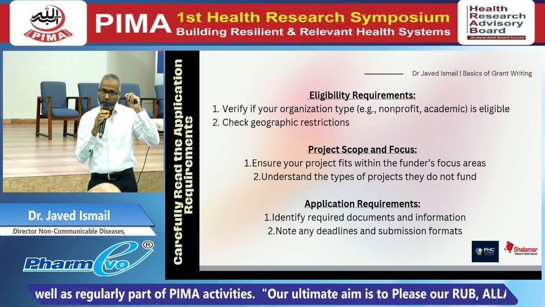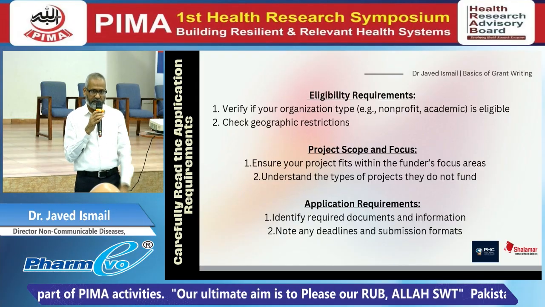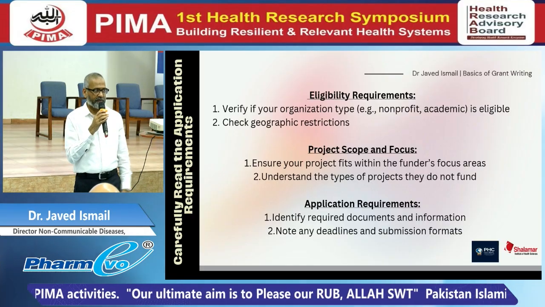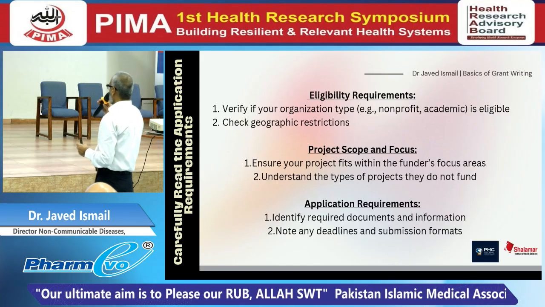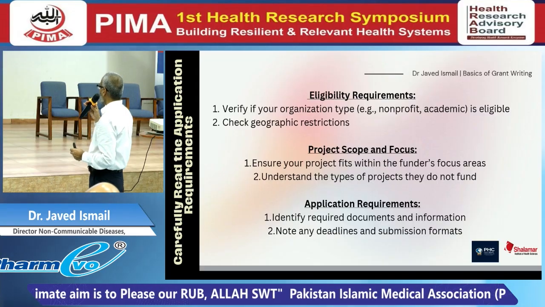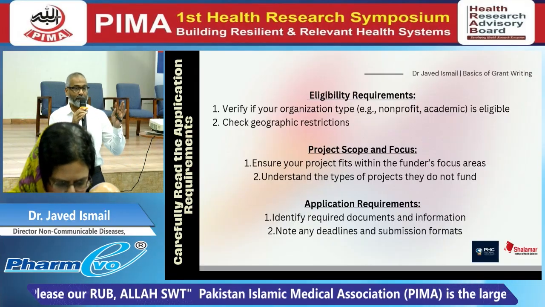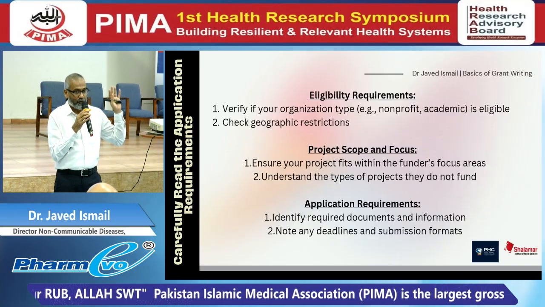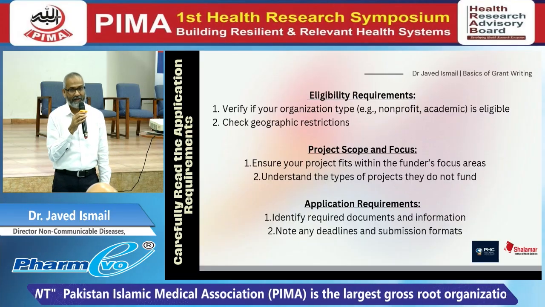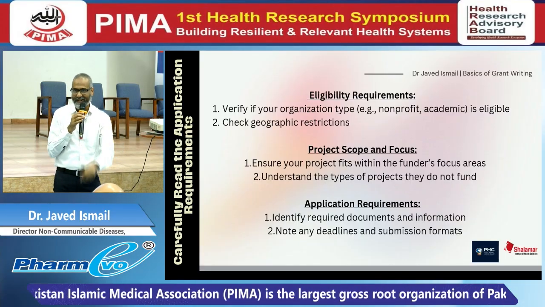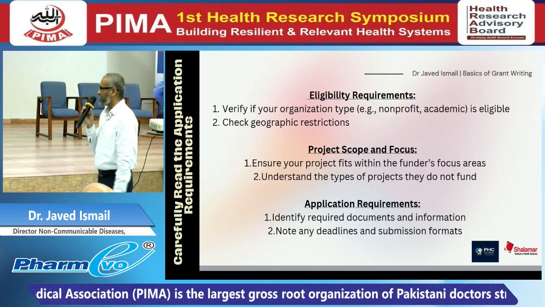So first and foremost is to look at the eligibility criteria. Are you eligible? If not, as we have discussed, partner with somebody, collaborate with somebody. That's why they encourage collaboration. And the project scope: ensure your project fits within the funder's focus area, and understand the type of project they do not fund. Okay, that's the other most important thing. You also have to look for the ideas and objectives that they do not fund. You just write that particular thing, and then at the last moment you find out, oh, fine, that's not their theme. So that's the other thing that you should be looking for.